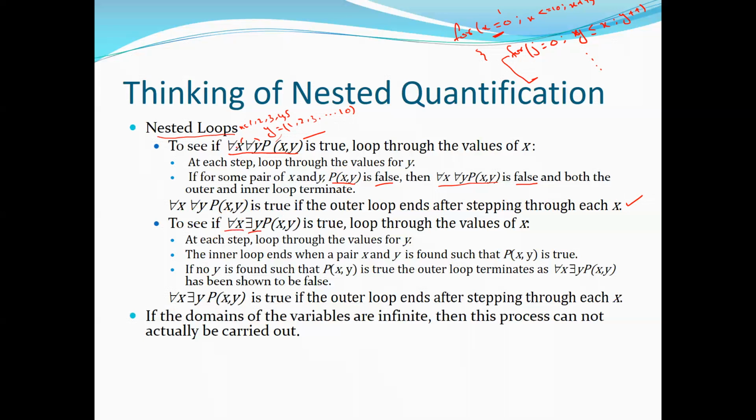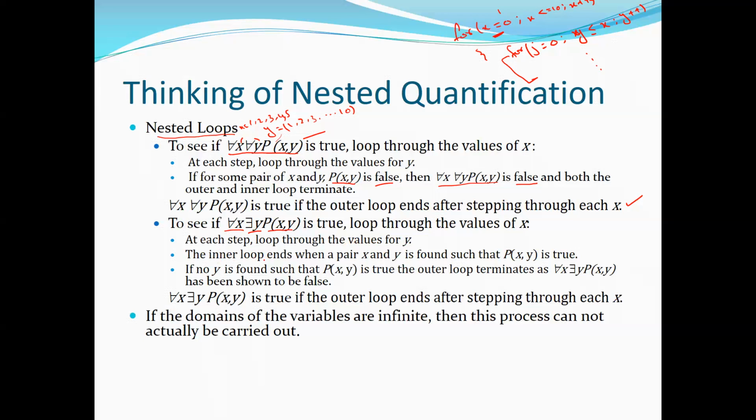Now this is different. This is for all x, for all y. This is for all x there exists some y, P of x comma y is true, right? When we loop through the values of x, at each step we loop through the values of y, for all values of y, right?